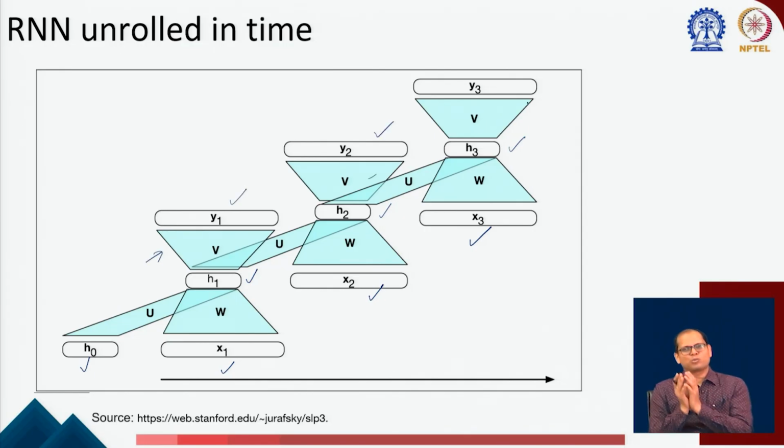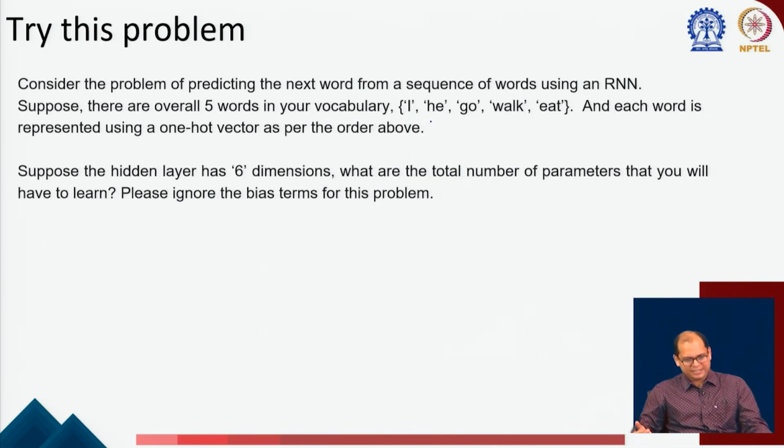But if you don't want output at each step, we will see examples, then you can just apply this matrix V wherever you need the output, right? So this is how RNNs can be seen unrolled in time. Okay, so you can try this small problem.